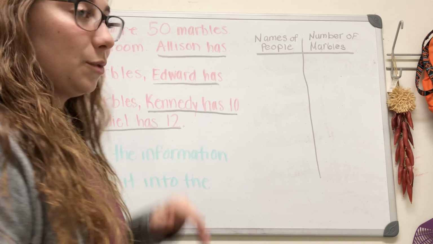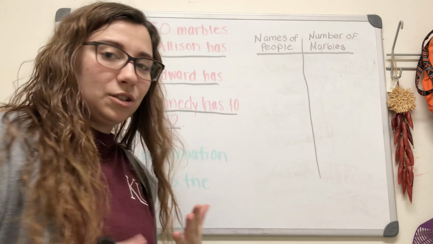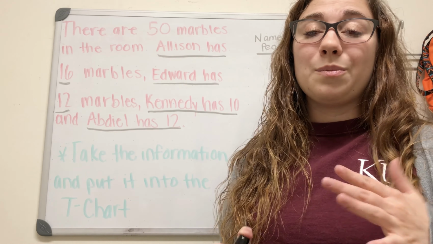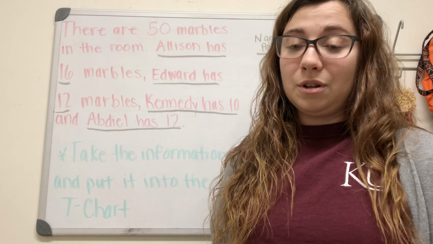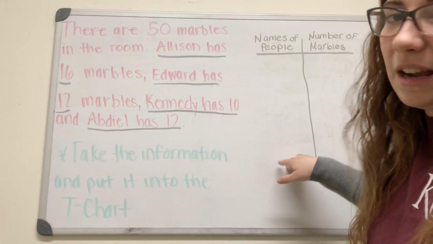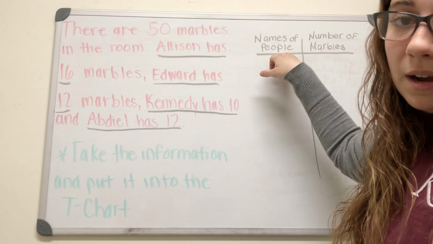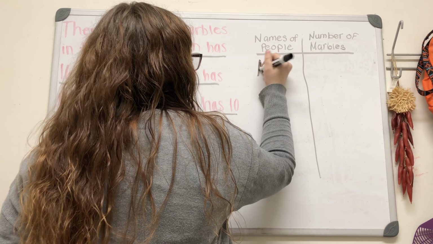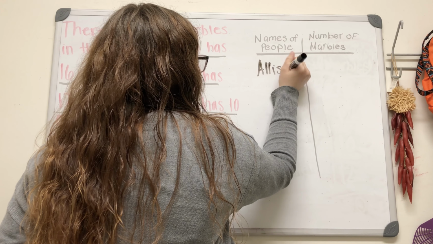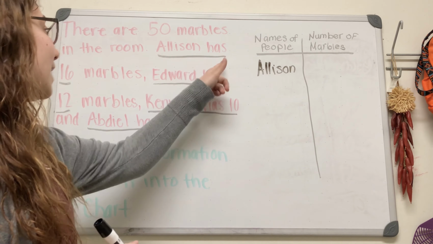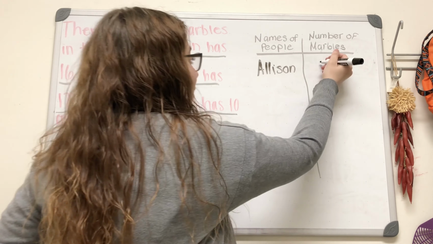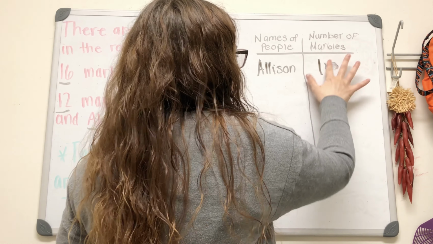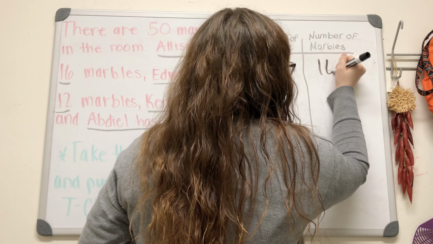So first I will start with Allison. And what I like to do is I like to start with the first one and go in order so I remember and know exactly which number goes where, so that the first one isn't down here or the last one up top, just so I know. So the first person I have is Allison. And it says Allison has 16. So I'll put the number 16 next to Allison's name. Let me write that a little nicer.